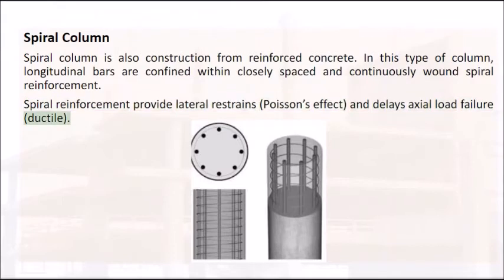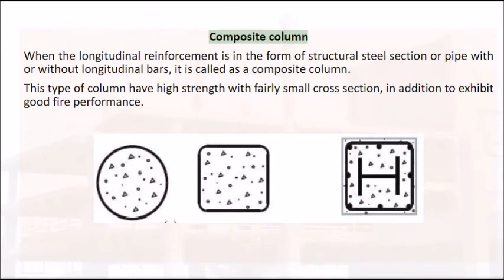Ductile. Composite column. When the longitudinal reinforcement is in the form of structural steel section or pipe, with or without longitudinal bars, it is called a composite column. This type of column has high strength with a fairly small cross-section, in addition to exhibiting good fire performance.